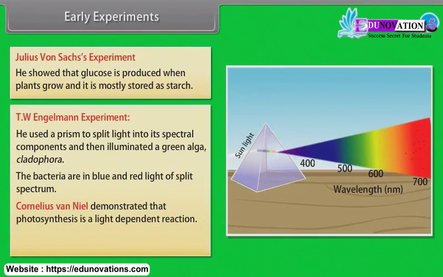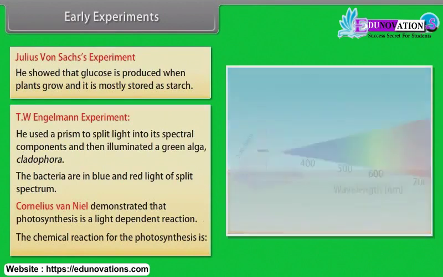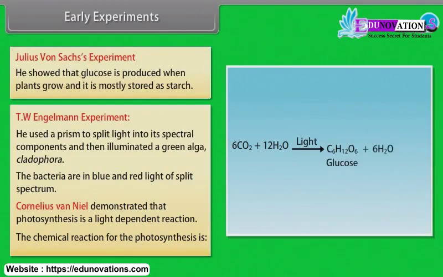The chemical reaction for photosynthesis is 6CO2 with 12H2O in the presence of light gives C6H12O6, which is glucose, with 6H2O, which is water, and with 6O2, which is oxygen.